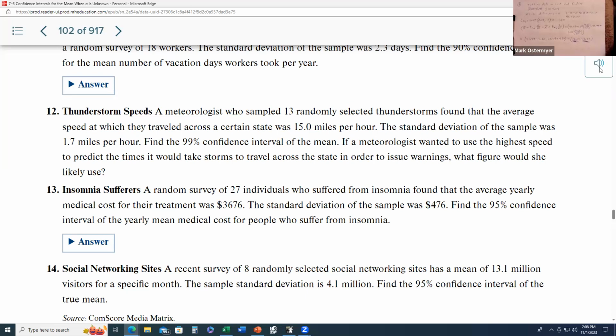Okay. All right, now the question is this: if a meteorologist wanted to use the highest speed to predict the times it would take the storms to travel across the state in order to issue a timely warning, what figure would she likely have to use? All right, so go ahead and build that confidence interval using your T interval function and just answer the question. That's the last classwork, number 12.